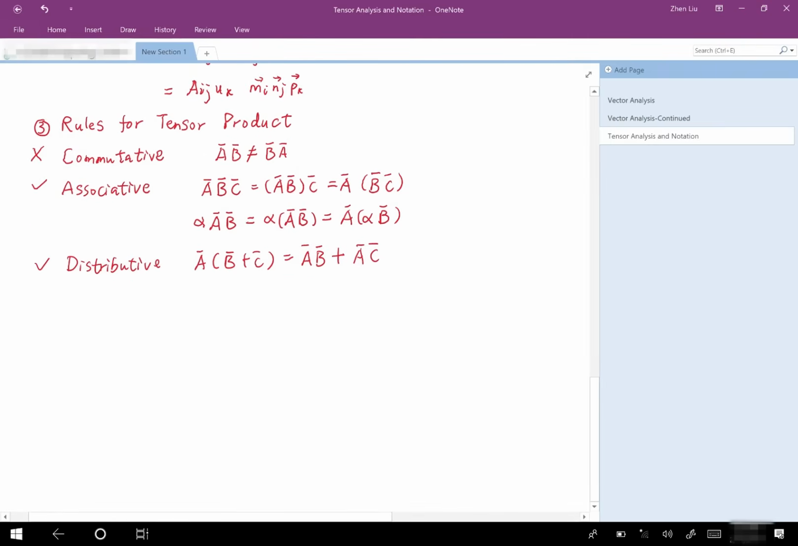In addition to the basic CAD, I want to mention one more thing. You can see that here, we only talk about tensor product. How about adding the operators that we define in vector analysis? Dot product and the cross product, what's going to happen? For that one, this set of rules is called dyadic algebra.